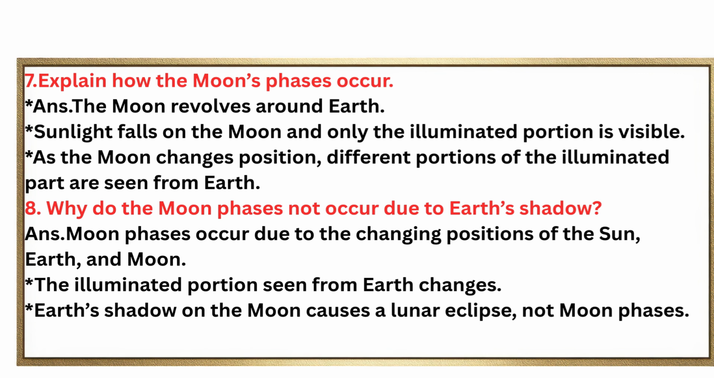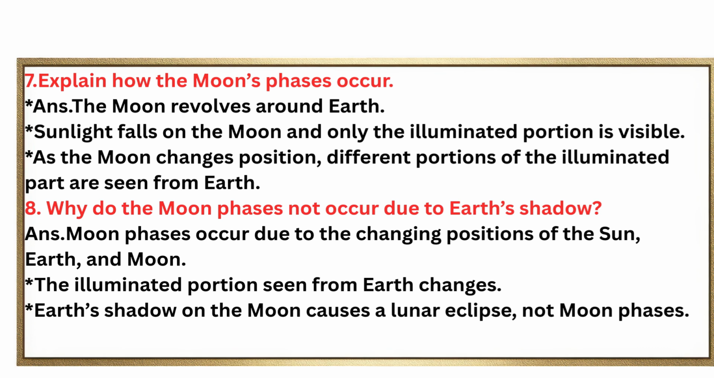Question number 7. Explain how the moon's phases occur. Answer. The moon revolves around the earth. Sunlight falls on the moon and only the illuminated portion is visible. As the moon changes position, different portions of the illuminated part are seen from the earth.